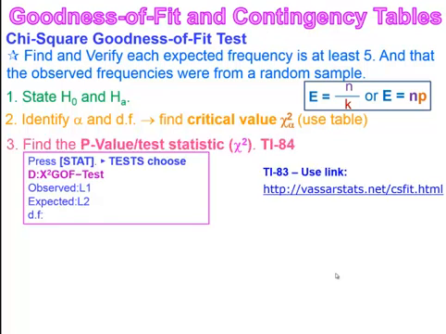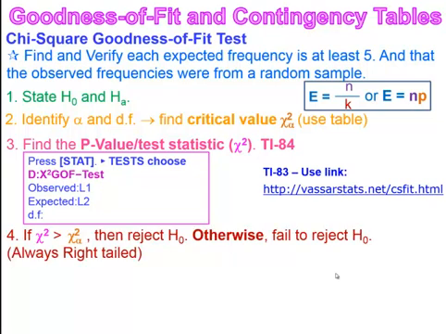Then you need to find the test statistic to compare to the critical value. You're always doing a right tail test. You want to test, is my test statistic greater than my critical value? You find the test statistic by using the calculator, or you can use the link to the calculator online. If it is a true statement, you're going to reject the null. Otherwise, you're going to fail to reject the null.